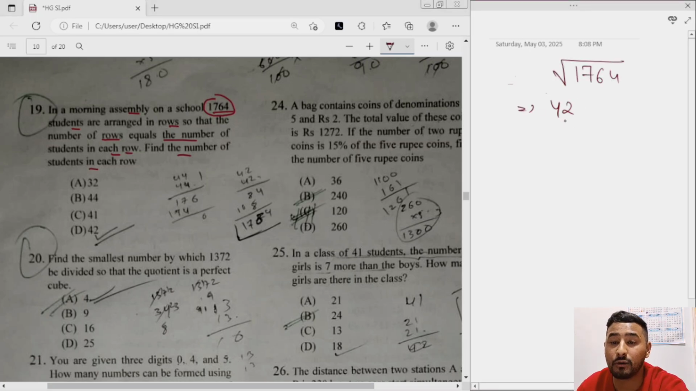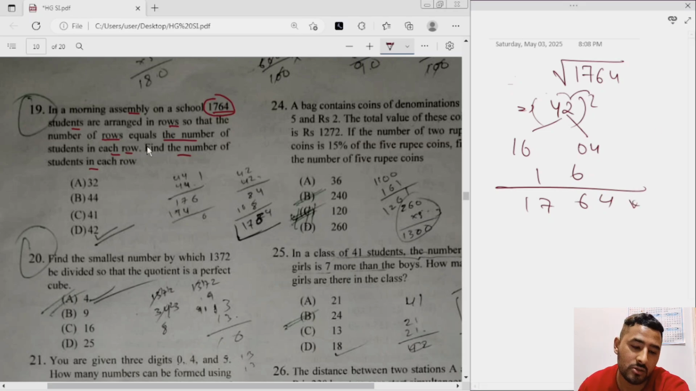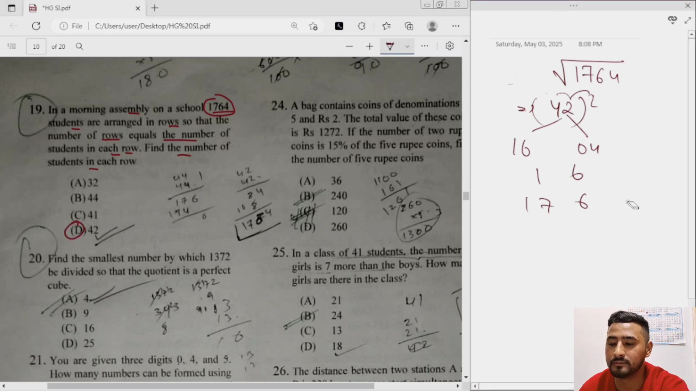It will be 42. Okay, see how to check the square. 4 square will be 16. 2 square will be 04. 4 into 2 is 8, into 2 is 16. You add this: 4, 6, 7, 1. Are we getting 1764? So the answer will be 42, option number D, for question number 19.